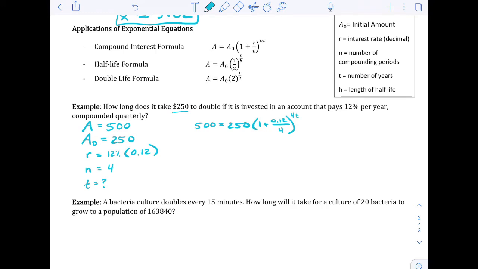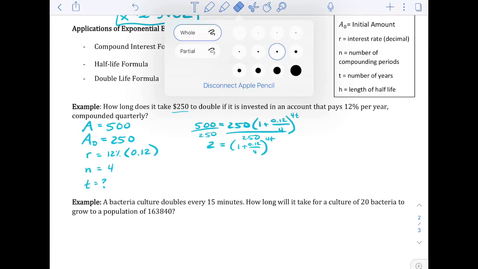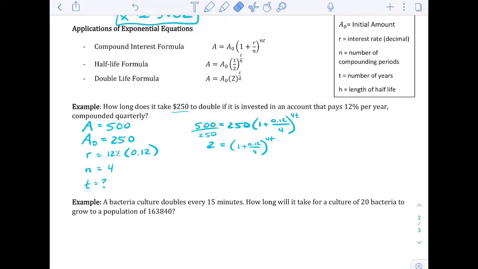So I'm trying to isolate for that exponent that we have up top. So what we're going to do is, first of all, I have 250 times that bracket to the power of 4t. So I'm going to divide both sides by 250. So when I divide this by 250, divide this by 250, we get 2 is equal to the bracket 1 plus 0.12 divided by 4 to the power of 4t. So I'm going to simplify it here a little bit, but we're just dividing both sides by 250. And then inside the bracket, I can divide 0.12 divided by 4, just to simplify it. When I divide those, I get 0.03.